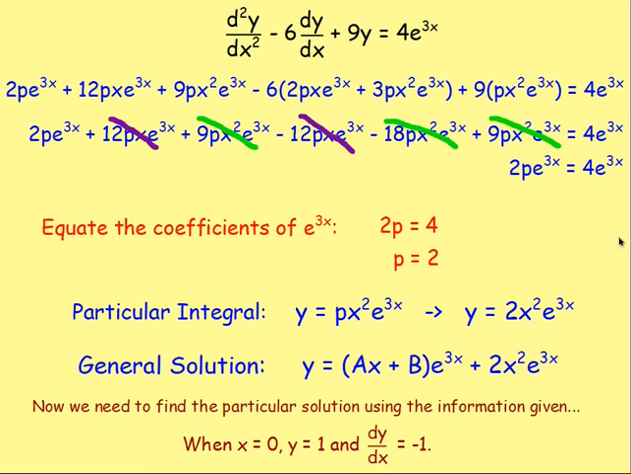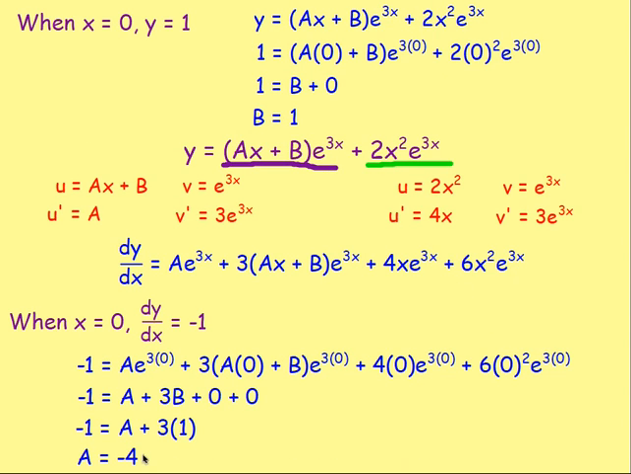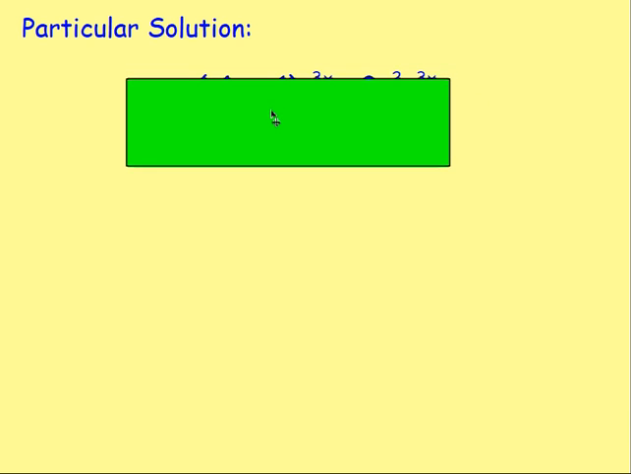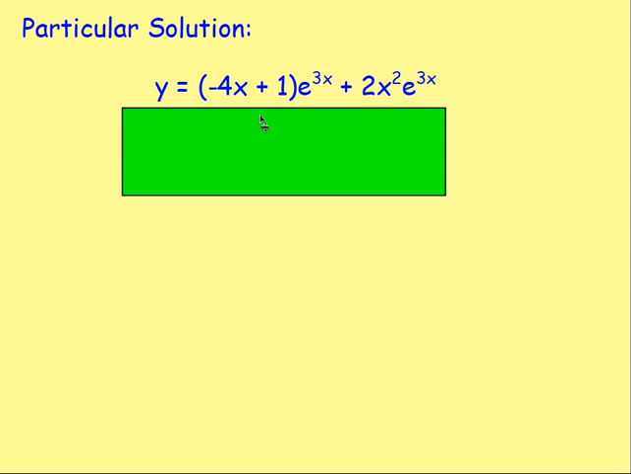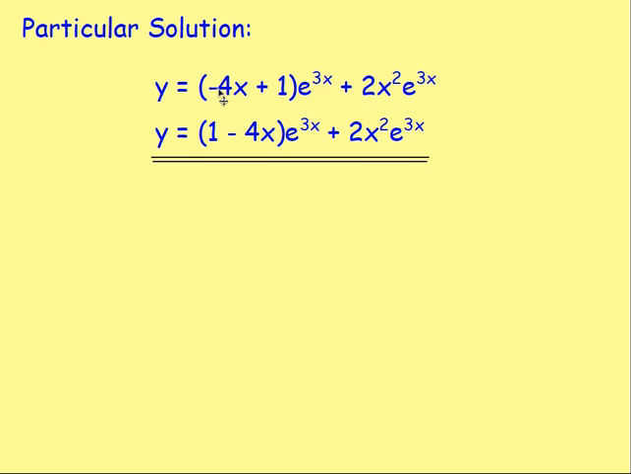All you're doing is you're going back to the general solution here. There's the general solution, but you're replacing the a and the b. A was negative 4, b was 1, so you're taking that general solution and you're subbing in those values of a and b, and that is your answer. Again, you may wish to write that so you're not starting with the negative. So that goes to 1 take away 4x, e to the power of 3x plus 2x squared, e to the power of 3x. And that there is your answer.